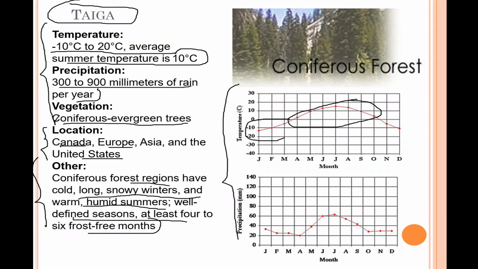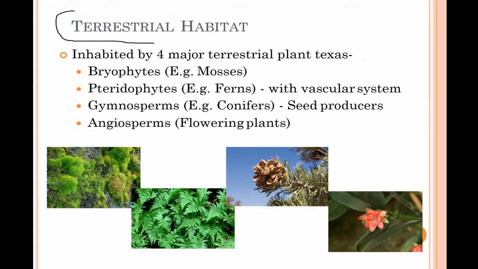In the starting of the year we have lower temperatures, as during winters it has -10 degrees or below, and in the end part of the year, November and December, they experience low temperatures. Also we have seen a good amount of rainfall in the middle of the year, between May and October. In the starting and the end of the year they receive very little rainfall. So moving on, talking about the terrestrial habitat.